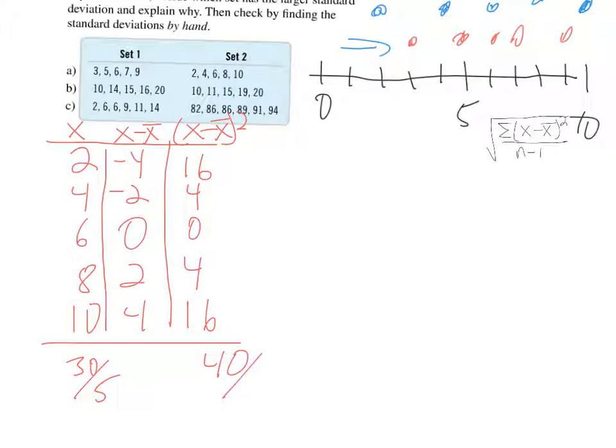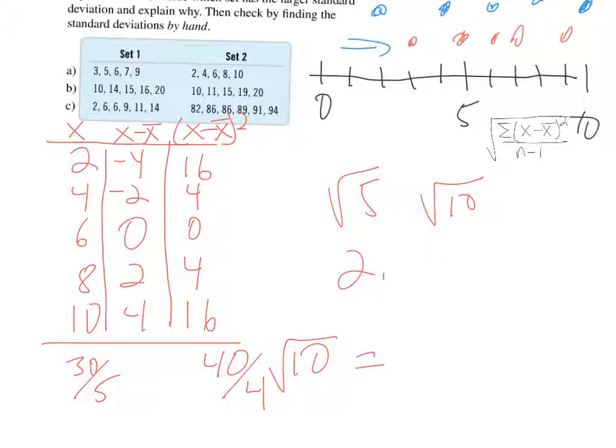Then I'm going to divide by 1 less than the number of numbers I have, which is 5 minus 1 is 4. That's 10. I'm going to take the square root. And the square root of 10 is certainly larger than the square root of 5. Because this is 2 point something, and this is 3 point something. So, yep, we checked. We got that.